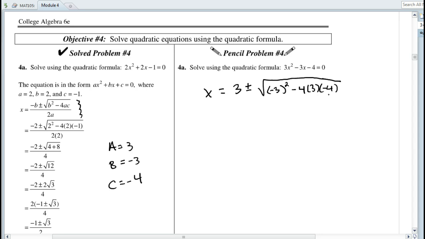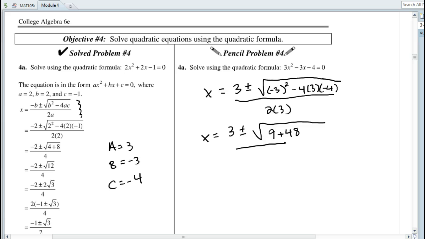Square root over everything. Sometimes you don't make it long enough. Divided by 2 times 3. And then the rest is just arithmetic. 3 plus or minus square root of 9 plus 16 times 3, we're adding 48, over 6. So we end up with x equals 3 plus or minus the square root of 57 over 6. And then we can't really do any simplification there because 57 is not a perfect square, so it's already in simple radical form.